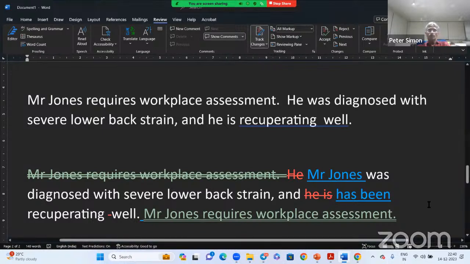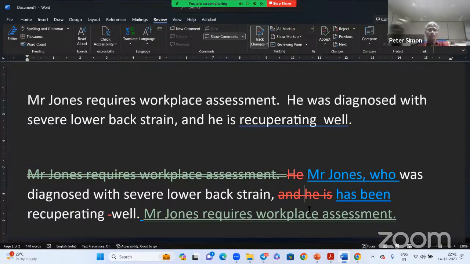So here you can say Mr. Jones, comma, who was diagnosed with severe lower back strain has been recuperating well. Okay. That's it.